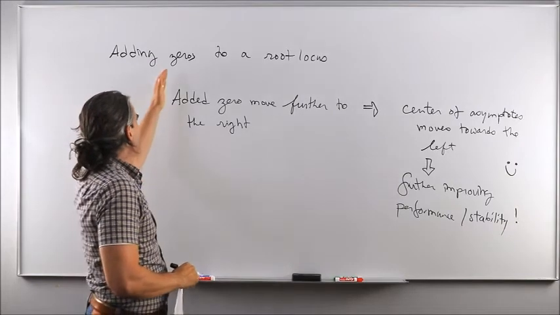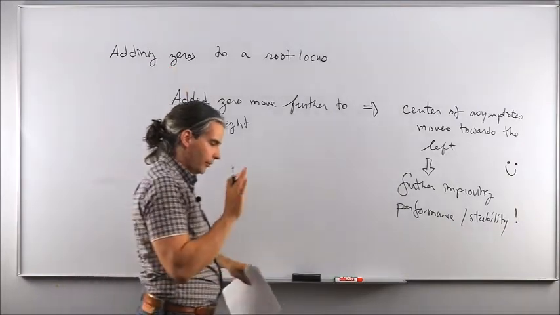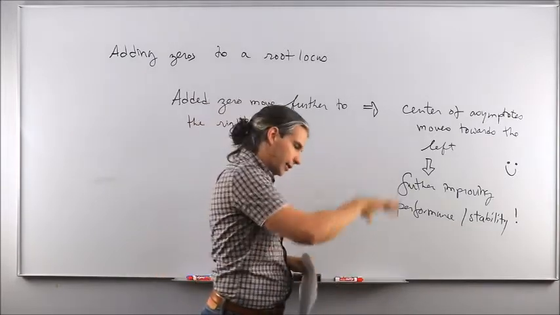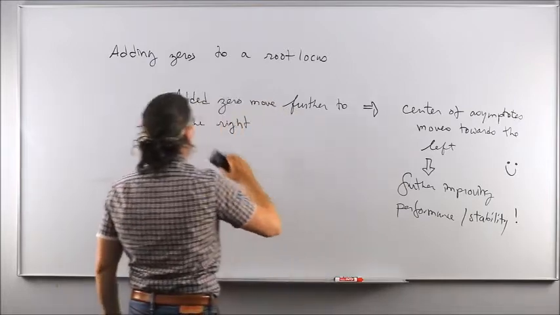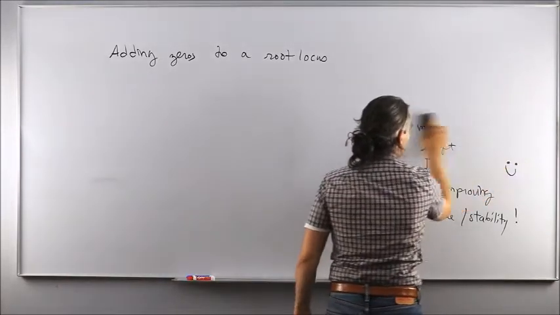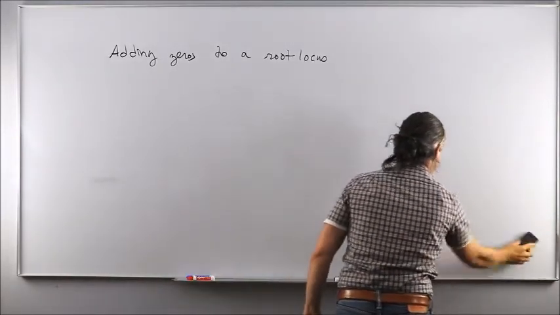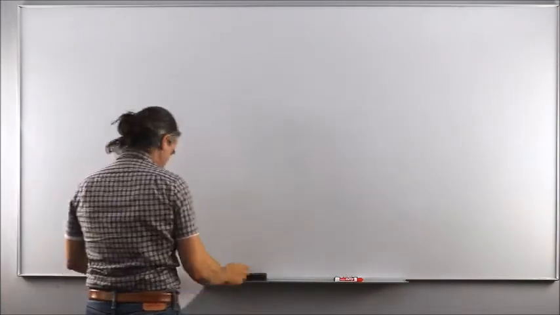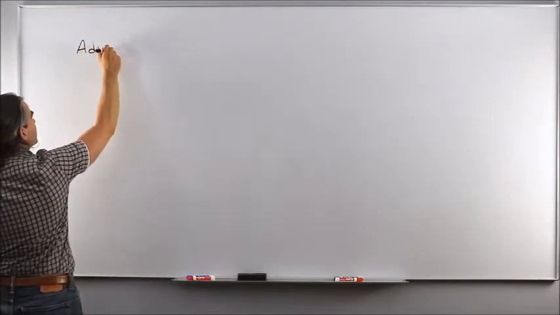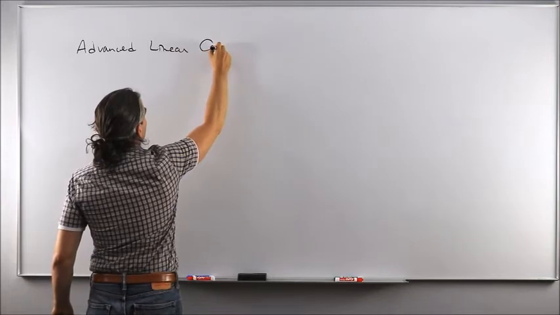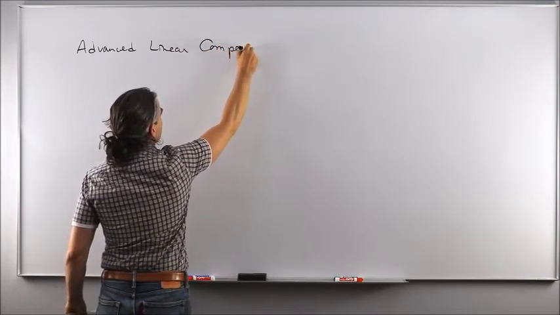Now that we understand the effect of adding 0 in terms of bending the branches of our root locus and adding a pole in terms of pushing things further to the right, we are now ready to look at advanced controllers, advanced linear controllers. Okay? Because we won't be restricting ourselves to P and PD, but we're going to look at new controllers, so advanced linear, I'm going to call them compensator.